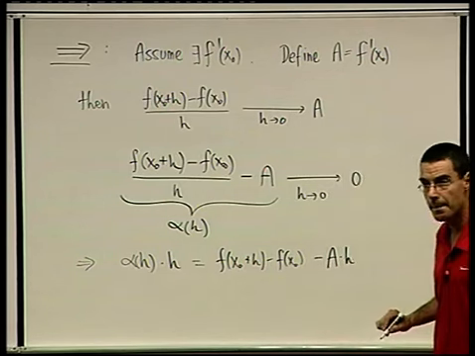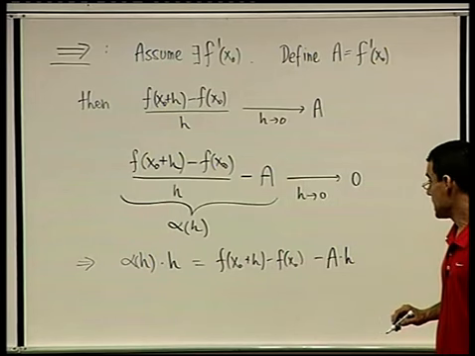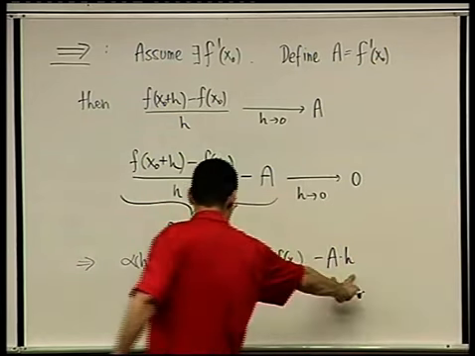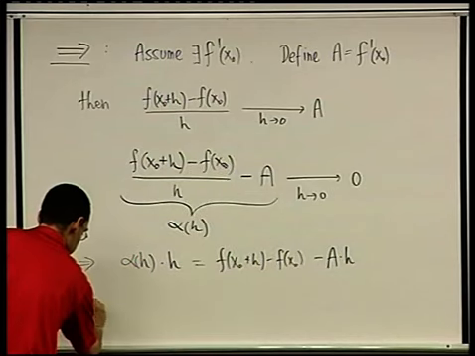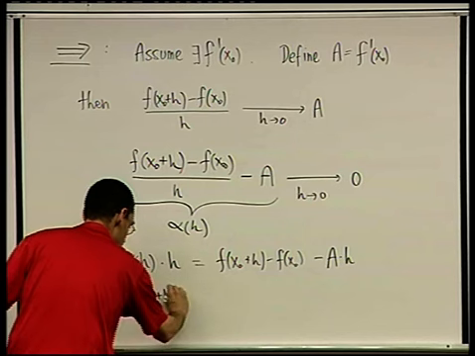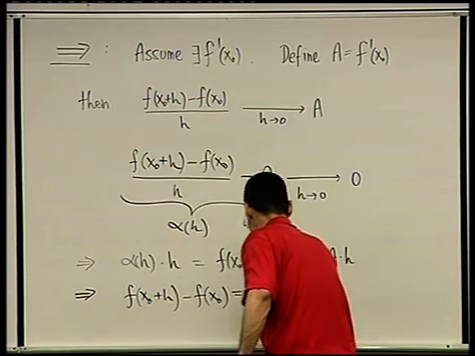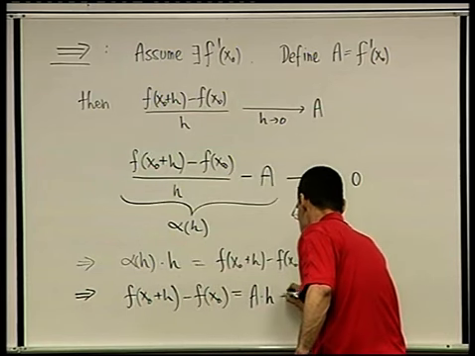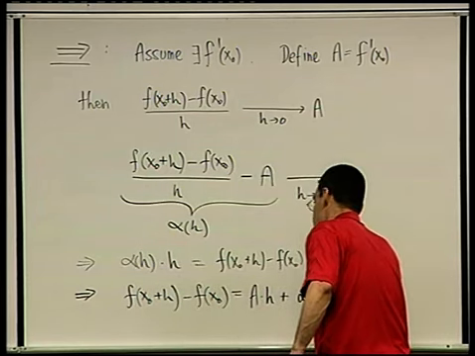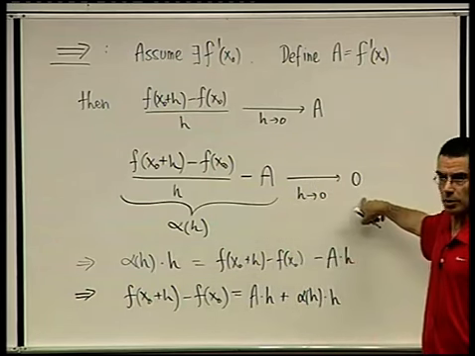Do you agree? Good? And therefore, if you move this to the other side, you get precisely that f at x0 plus h minus f at x0 equals a times h plus alpha of h times h, where alpha of h satisfies that it goes to 0 as h goes to 0.